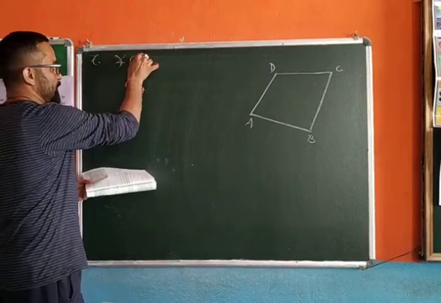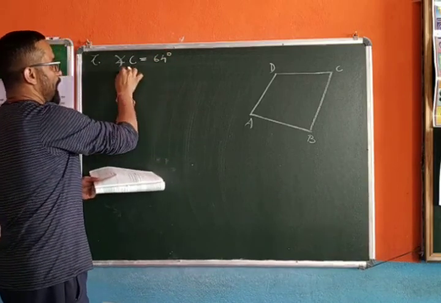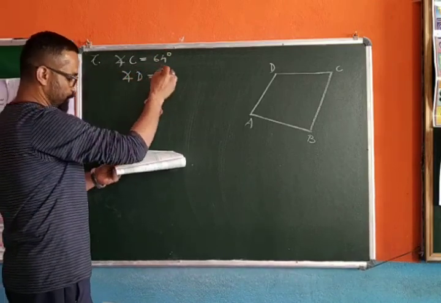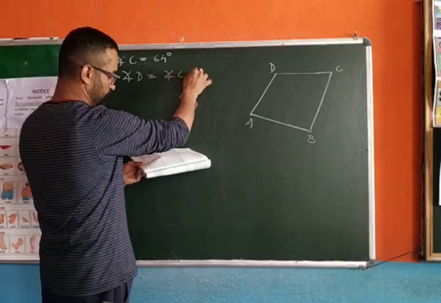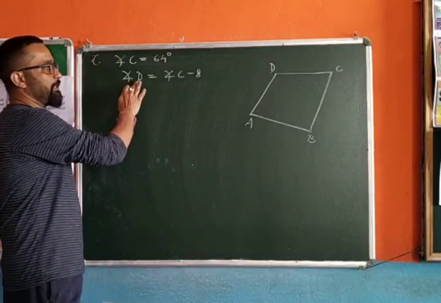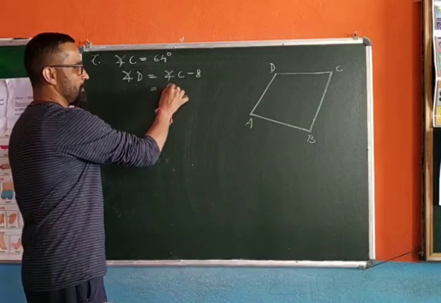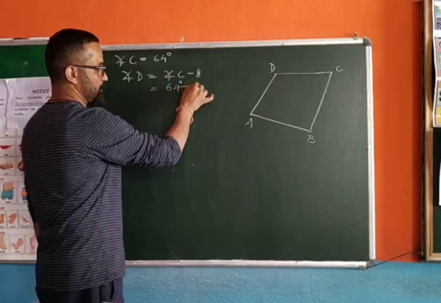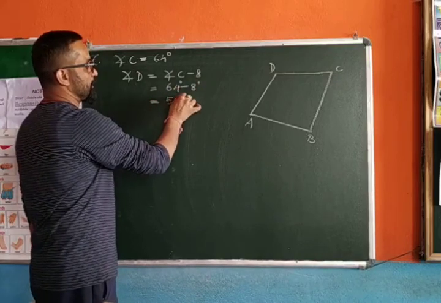Angle C is equal to 64 degrees. Angle D is equal to angle C minus 8. So in order to find this angle, you substitute the value of C: 64 degrees minus 8 degrees, which is equal to 56 degrees.